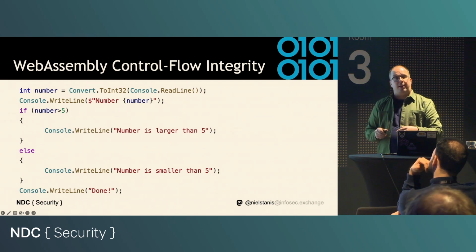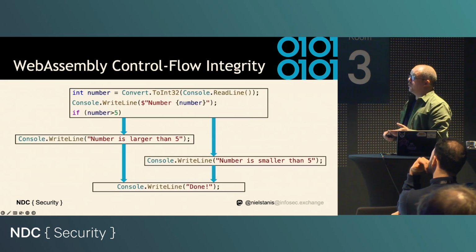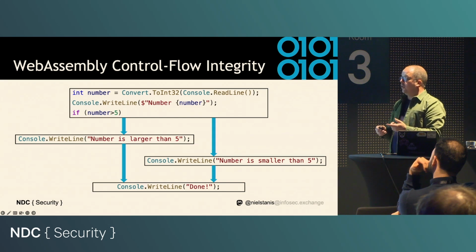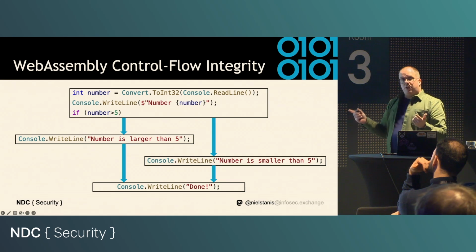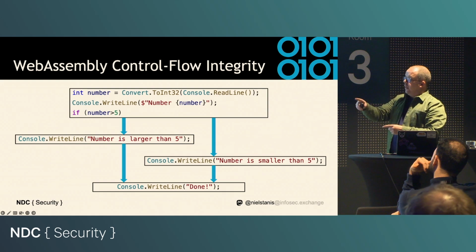And if we translate this to a graph, it may look something like this. Right? So we have the first part that executes, that will always execute, taking the number, writing it out, and then we get to the decision, saying, hey, if number is greater than 5, we're going to take this branch, otherwise we're going to take the other one.